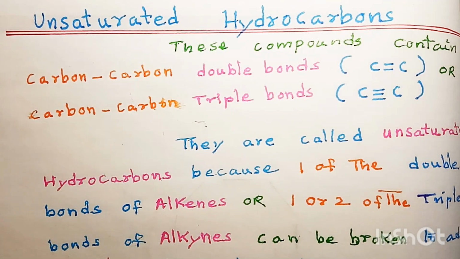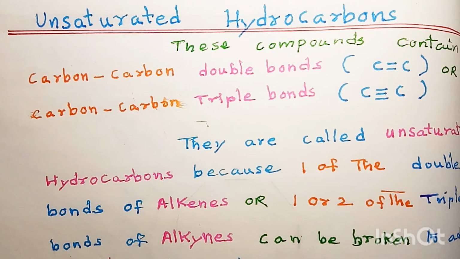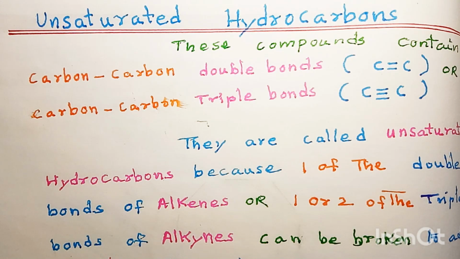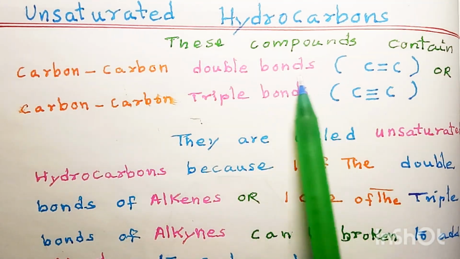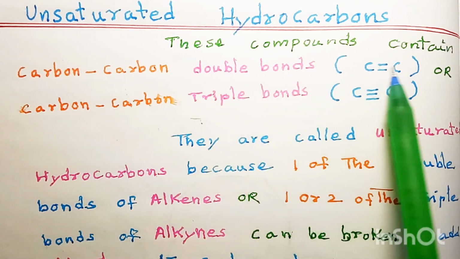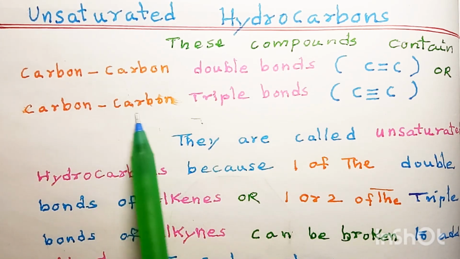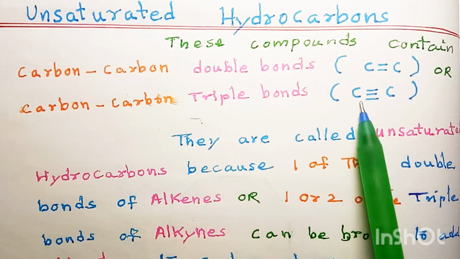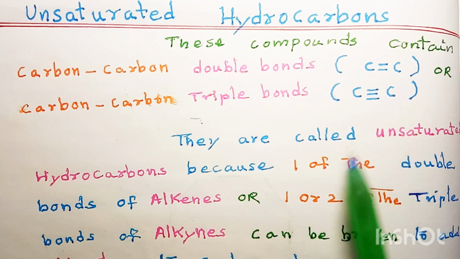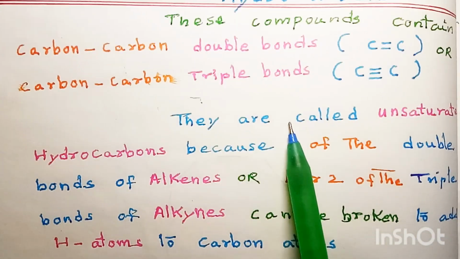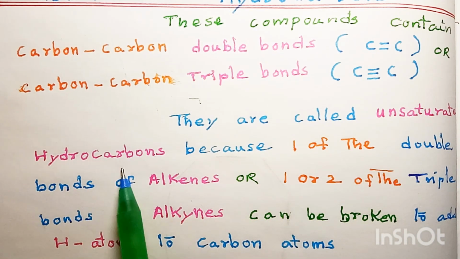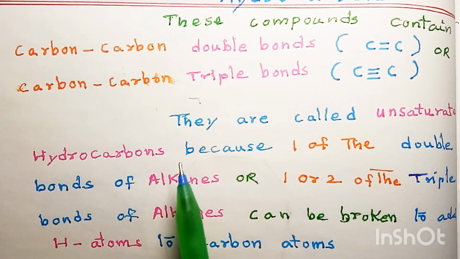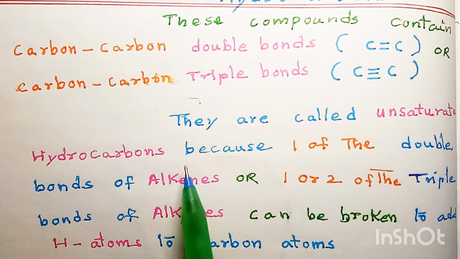Let me show you these examples. You'll understand better when it is explained with diagrams. So this is a carbon-carbon double bond. There is a double bond between two carbon atoms, or carbon-carbon triple bonds. There is a triple bond between two carbon atoms. These compounds are called unsaturated hydrocarbons because they contain carbon and hydrogen only.